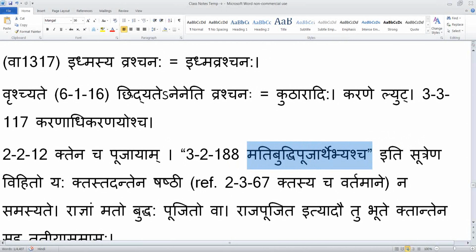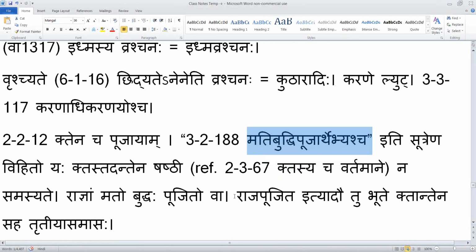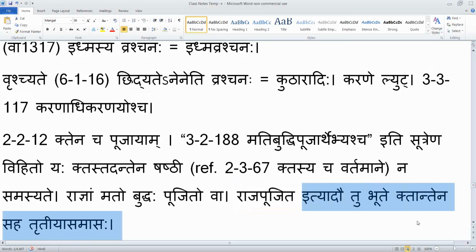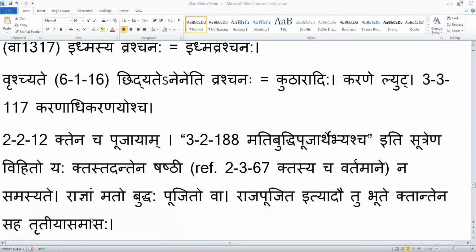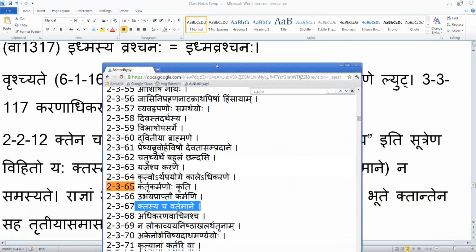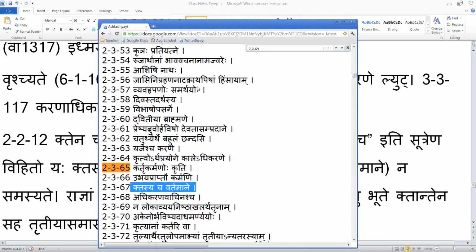But then comes the next step, which is how would this compound rajapujitaha ever be formed? Yes, it can be formed when the pratyaya is not used in vartamane. Somebody who was honored by the king. That is not vartamane ktaha. That can compound by the usual tritiya tatpurusha. Tritiya samasa can be done now. So we can say, because of kartrikarane krit bahulam, which we already did in previous classes, we can make a compound like rajnya pujitaha, somebody who was worshipped by the king.